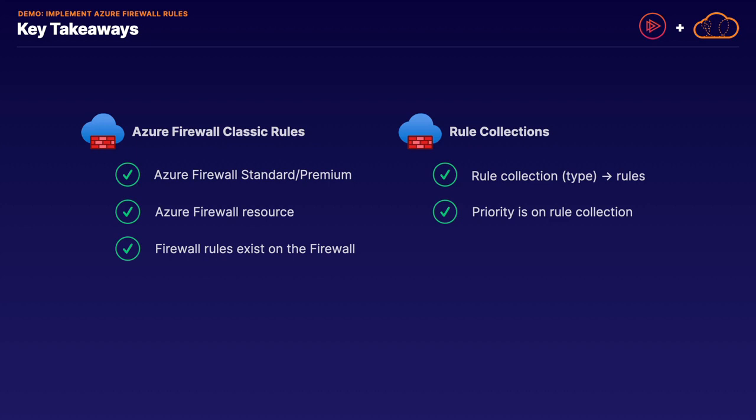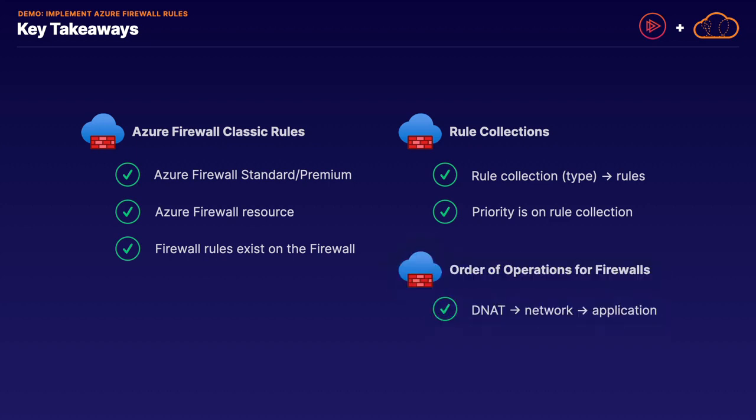Again, the important thing to remember here is the order of operations for firewalls is first we look at the DNAT rules, and if there is a match, an implicit network rule is created to allow that private traffic once it's converted from public to private. And then we look at our network rule collections for a network rule match. And then finally, we look at our application rule collections for an application rule match.